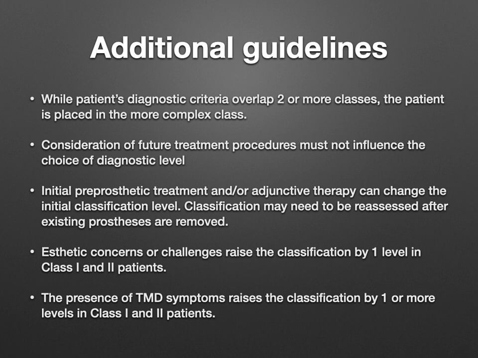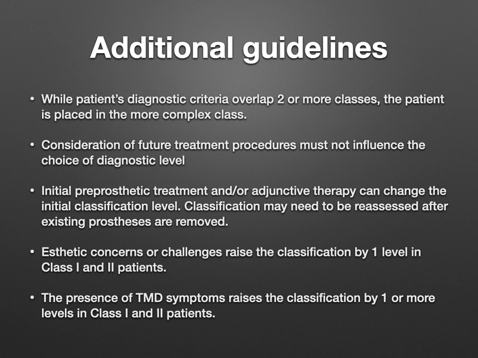So how do you define the patient? The patient has some class 1 and some class 3. Overall, you will choose the worst one. So you will say the patient is class 3, even though they have some criteria that are class 1. That's why we say if a patient's diagnostic criteria span two or more classes, the patient is placed in the more complex class. Also, the consideration of a future treatment procedure must not influence the choice of diagnosis level. For example, you may extract the teeth, but when the patient walks in, the teeth are not yet extracted, so you will still consider that the tooth is there.